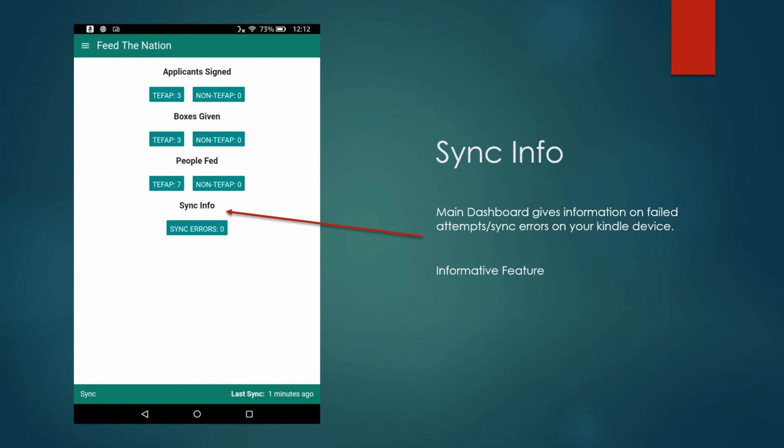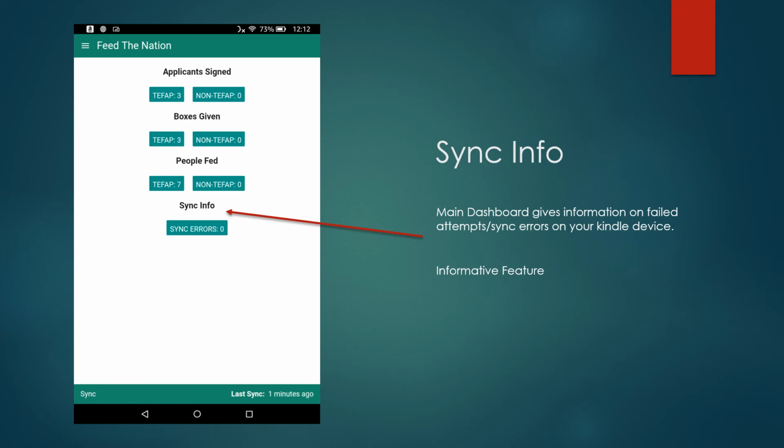On the main dashboard screen for the Kindle is applicant signed, boxes given, people fed, and sync info. Now sync info is our newest feature to the Kindle itself, and we just wanted to have that there as an informative feature to show the user that's using the Kindle the failed attempts or how many sync errors were on that Kindle device. So it just lets us know if there are any problems with the syncing process, which is why we wanted to have that placed onto the system.